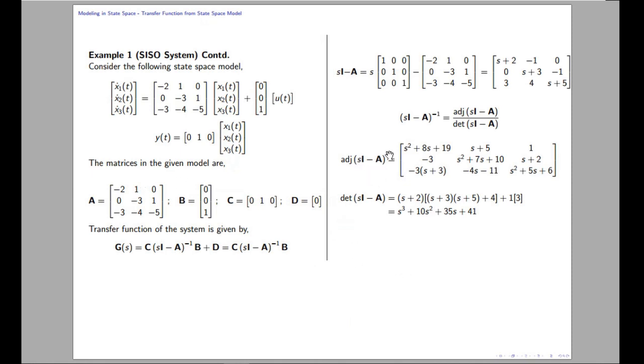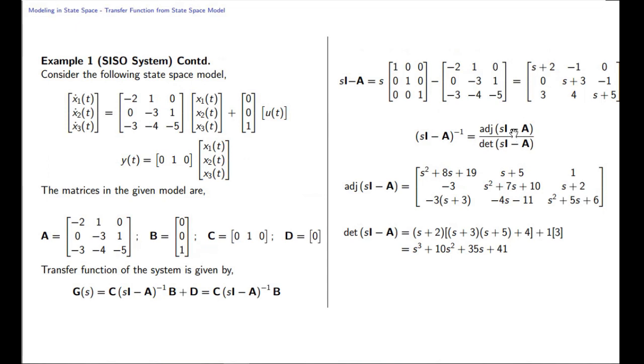I got the system model, the state space model. From the state space model, I segregated the matrices, and I found that I need to find sI minus A inverse. For that, the first thing I need to do is find sI minus A. I got it, and then I know that sI minus A inverse is the adjoint of sI minus A over the determinant of sI minus A. I got the adjoint of sI minus A, and also the determinant of sI minus A.